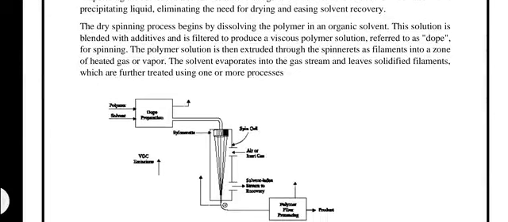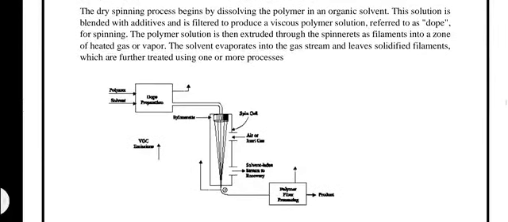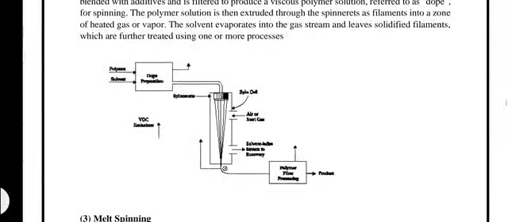The dry spinning process begins by dissolving the polymer in an organic solvent. This solution is blended with additives and is filtered to produce a viscous polymer solution, referred to as dope, for spinning. The polymer solution is then extruded through the spinneret as filaments into a zone of heated gas or vapor. The solvent evaporates into the gas stream and leaves solidified filaments, which are further treated using one or more processes.